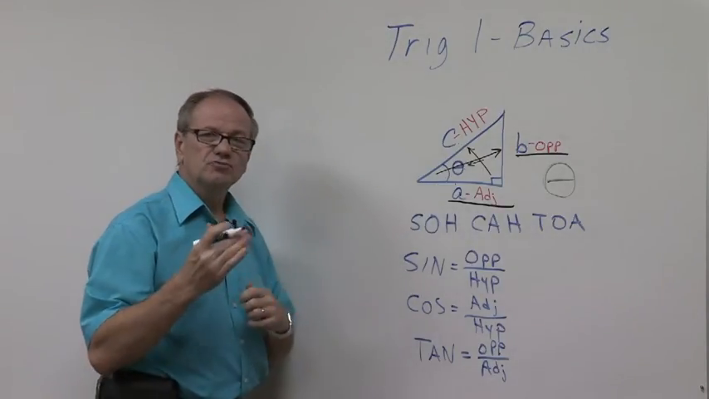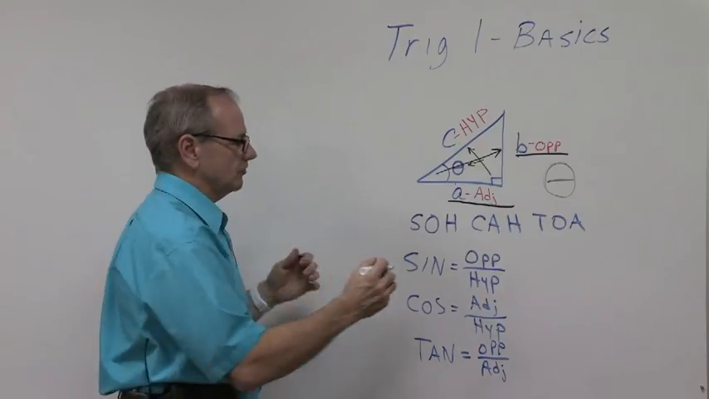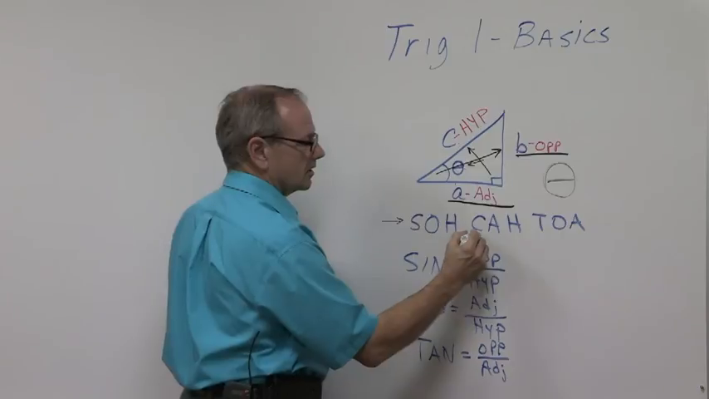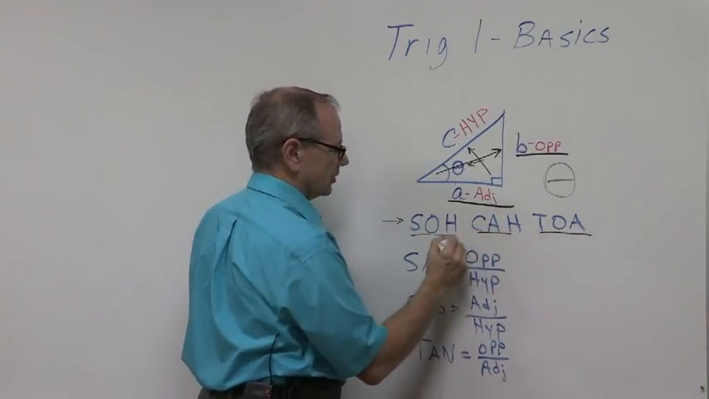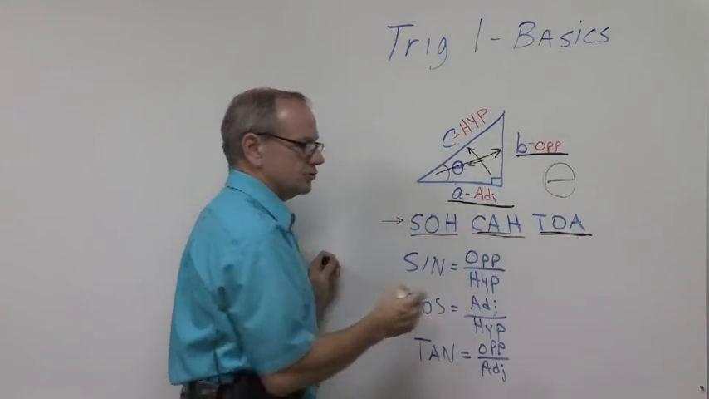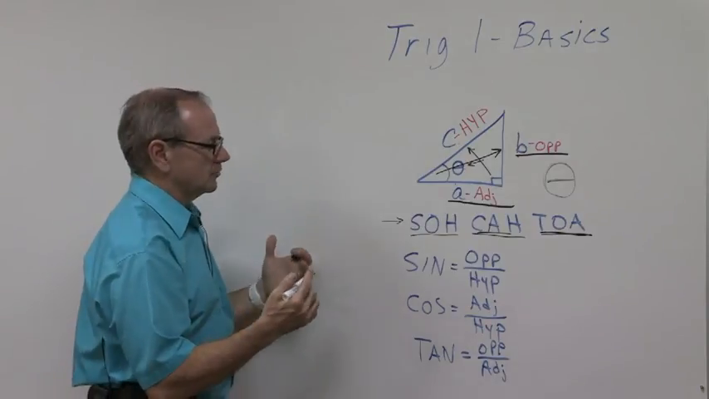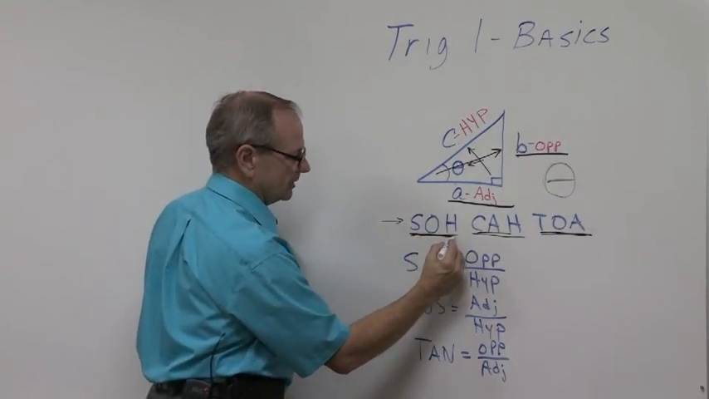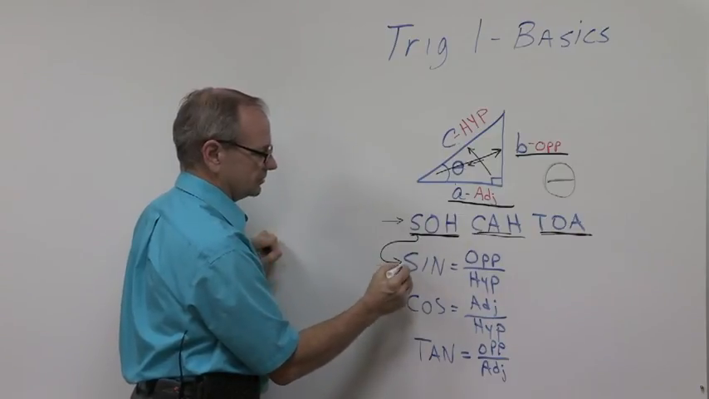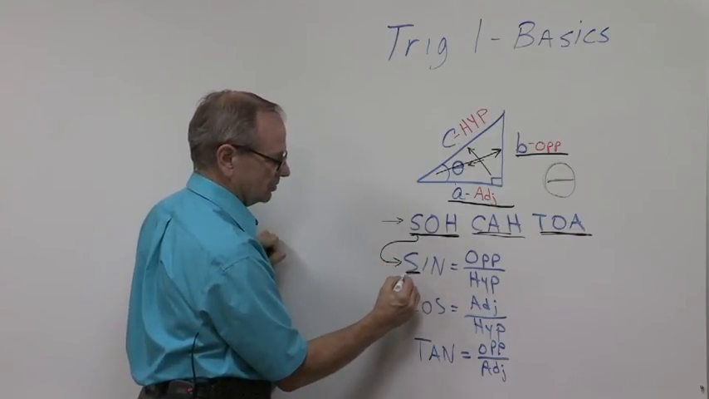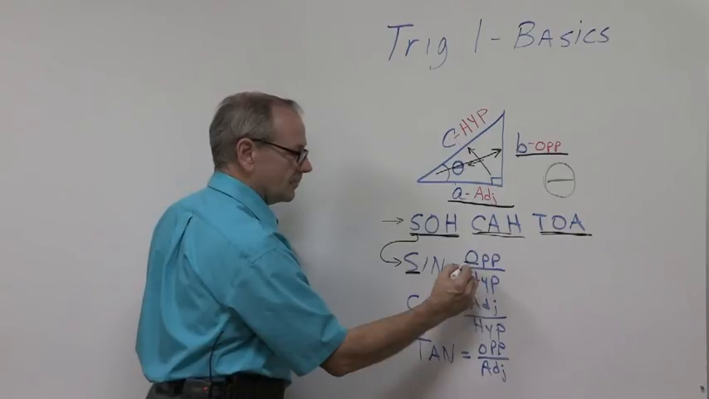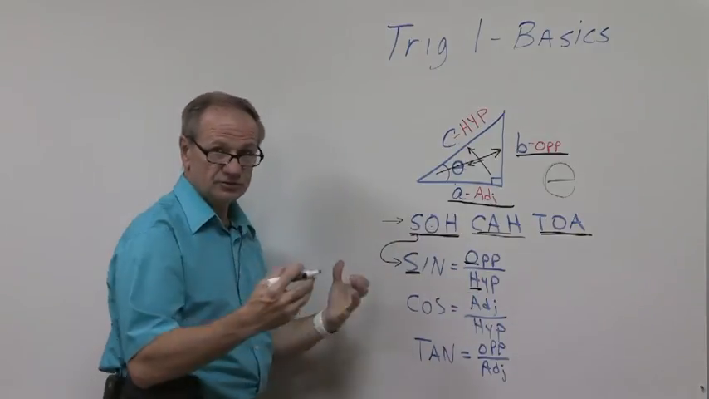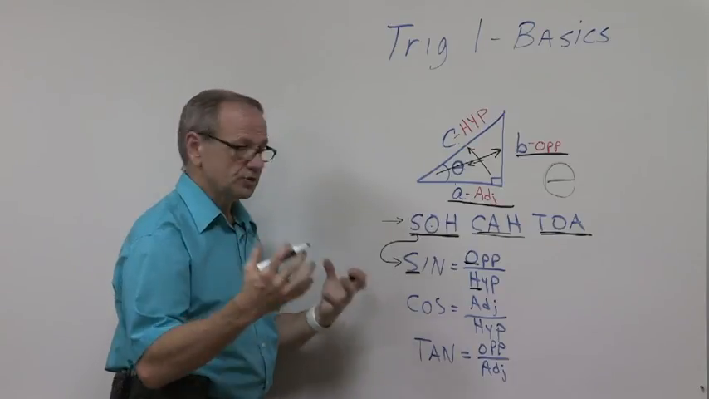Now, to help us remember some of the basics of the trig functions, we have this little expression, SOH CAH TOA. SOH CAH TOA. So you just remember that little thing, and the reason you remember it this way is because this expression, SOH, tells us that the sine function is equal to the opposite over the hypotenuse. Notice the O comes first, so it tells us the opposite is on top.